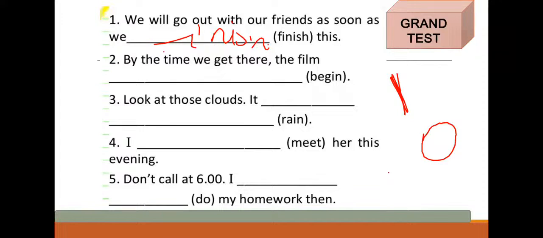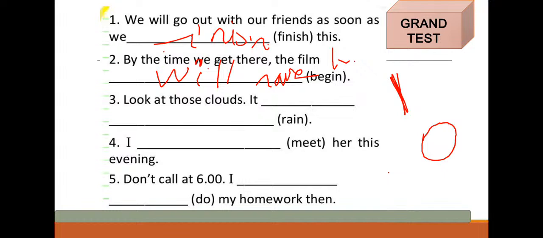By the time we get there, the film will have begun. Will have begun. Why are we using that form? Because by the time you're gonna reach that destination, the movie will have already started. So we are using the future perfect tense right here. Will have begun.